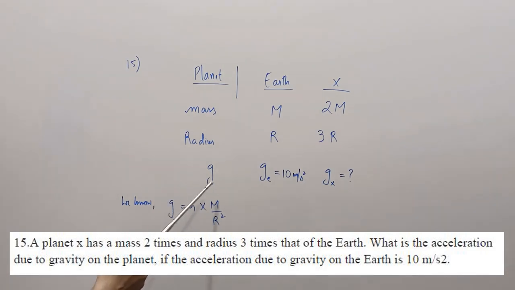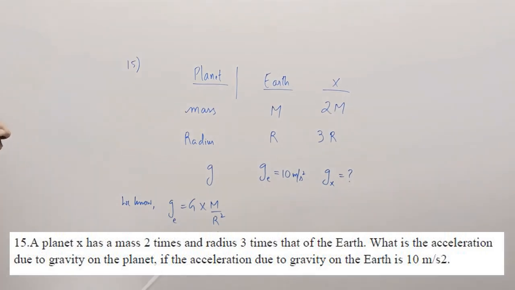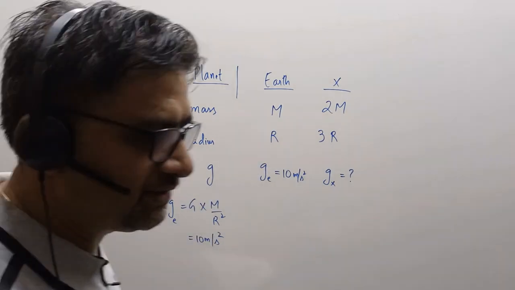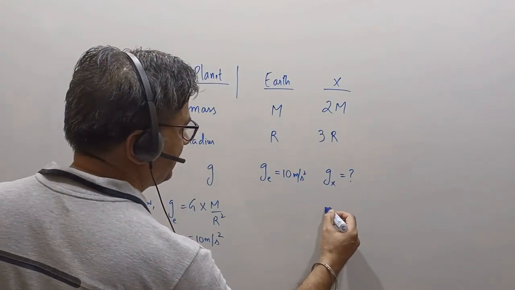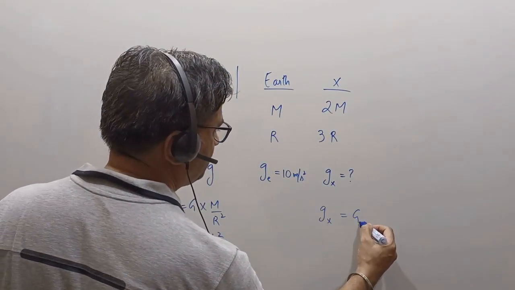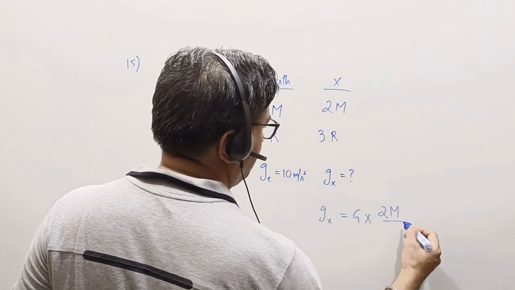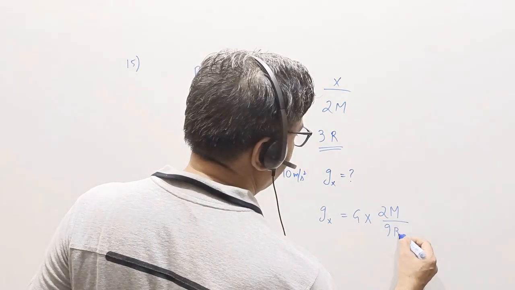Now we know that the acceleration due to gravity on Earth is given. It's 10 meter per second square. And we know that this is the formula to get the acceleration due to gravity of a certain place. So in this case, g into m by r square is given as 10 meter per second square. So let us find the acceleration due to gravity of planet X. In this case, this will be g into mass of this planet, which is twice m, and the square of the radius. So this square will become 9r square.